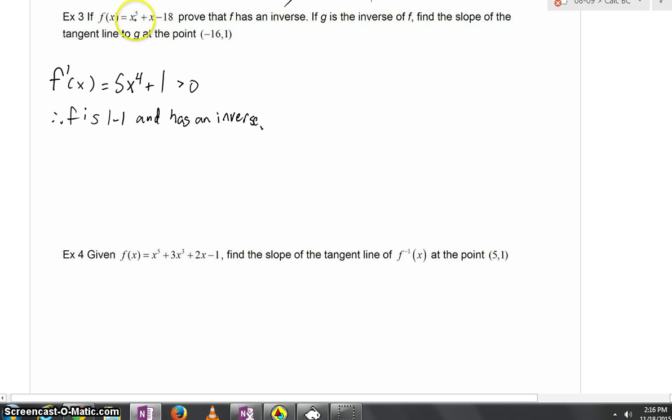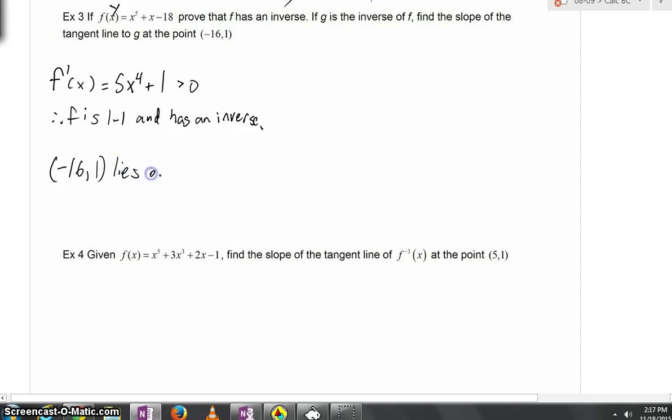And imagine what would happen if we were to switch x and y, and try to solve for y. There's no way you're going to be able to do that. So we are asked to find the slope of a tangent line to g at the point (-16, 1), and that's not going to be able to be done by first solving for that inverse and then simply plugging -16 in.